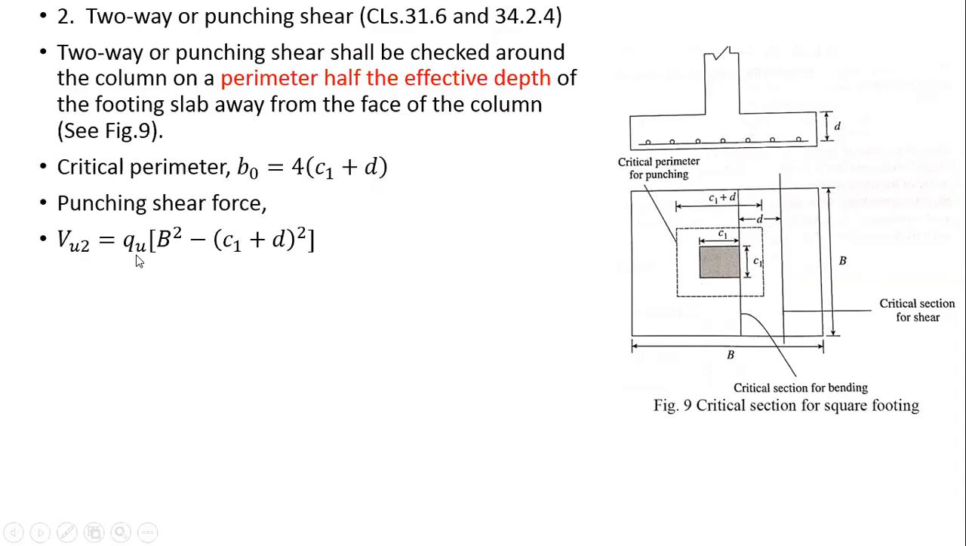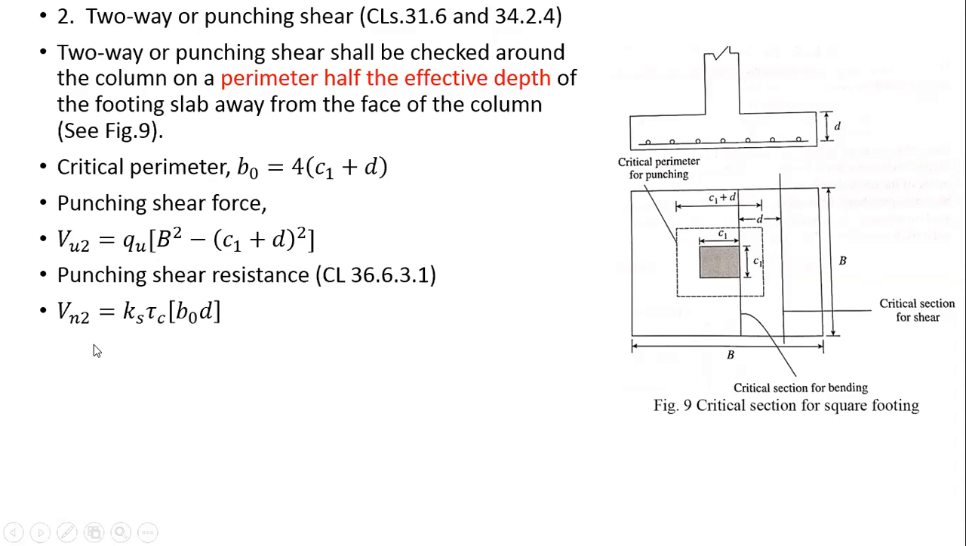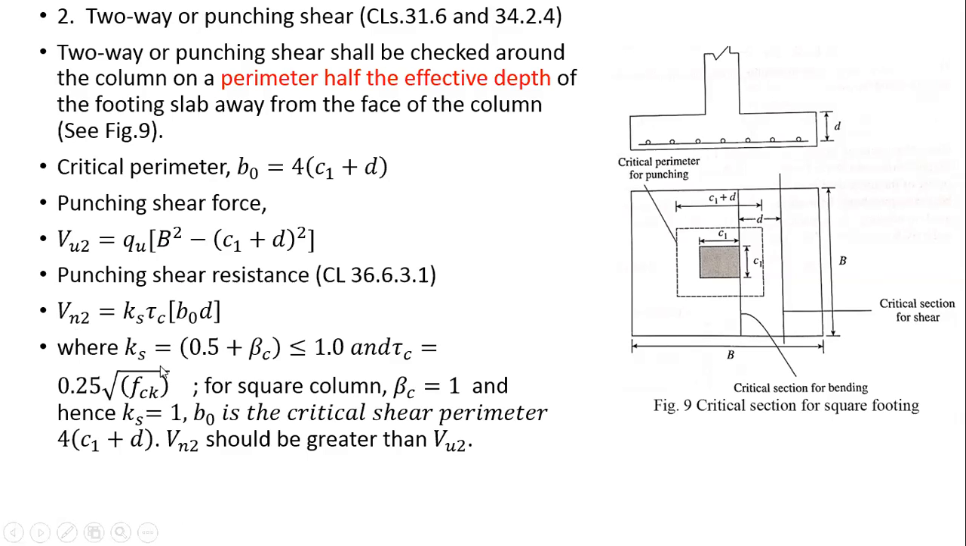Qu, upward soil pressure. B is the side of the footing. C1 is the side of the column, and D is the effective depth of the footing. So this is your punching shear resistance calculated with the help of this clause. Now Vn2 is given by Ks tau C B naught D. What is this? I will tell you.